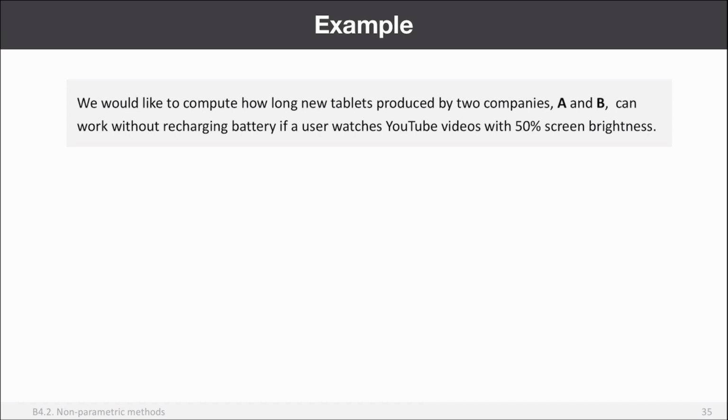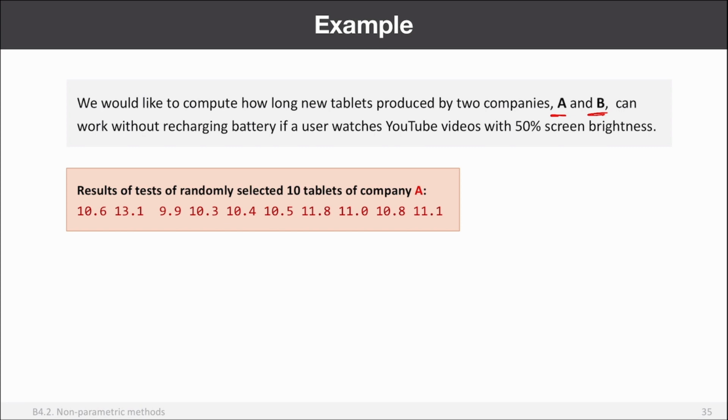This time I will use a new data set, a data set which is not good for the parametric approach. You will see why. Let's still keep this idea about testing tablets, but in this case I would like to compare tablets from company A and B and find out if there is any difference in how long they can work without recharging. Okay, so this is my data set.